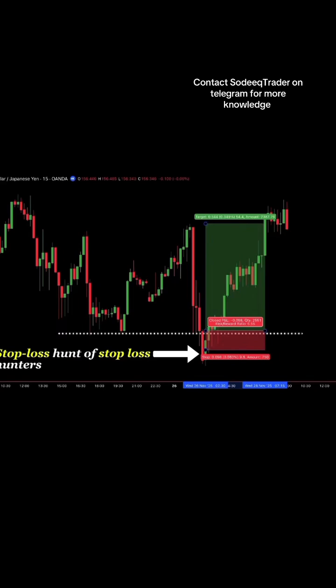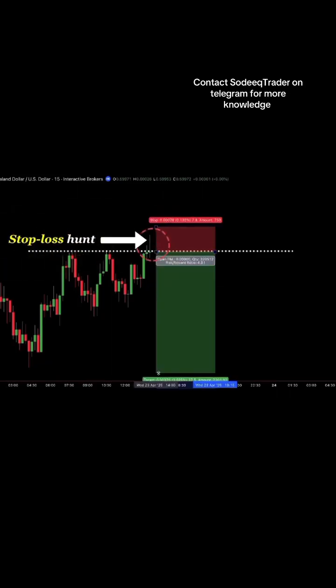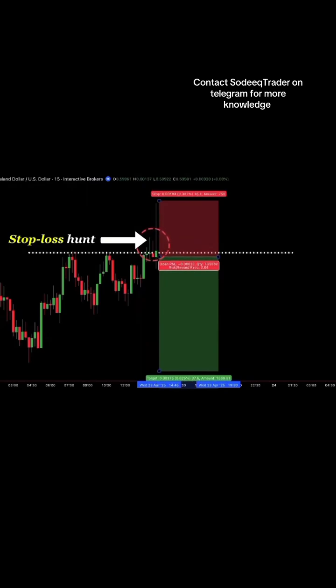So what should you do? You stay calm and you re-enter. Look at this example. You spot a stop hunt at a resistance level. You enter the trade, but another candle forms and hunts your stop-loss. You don't get emotional. You don't get angry. You simply re-enter with the new candle. And look at what happens next. The market moves straight to the target.